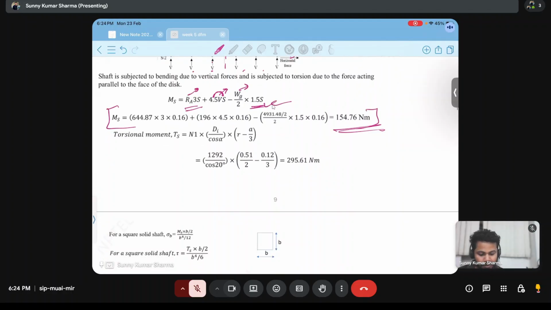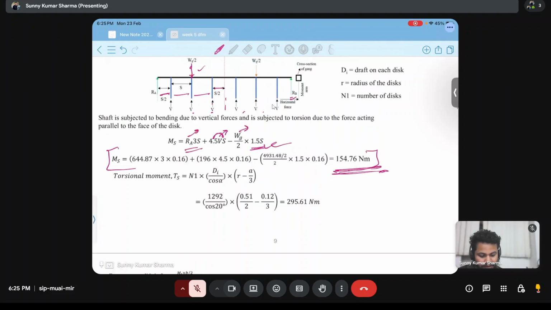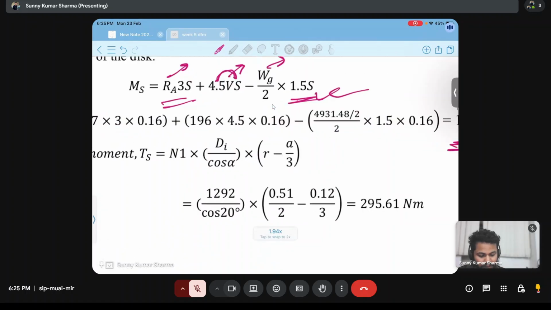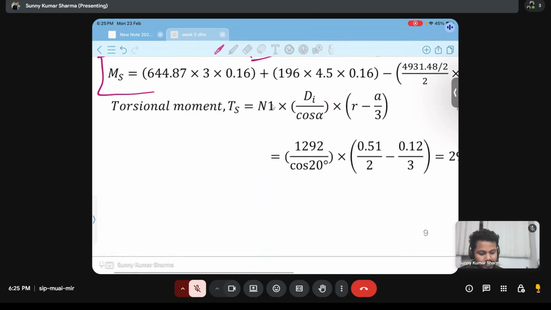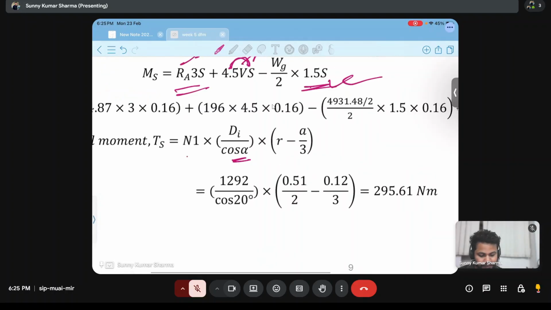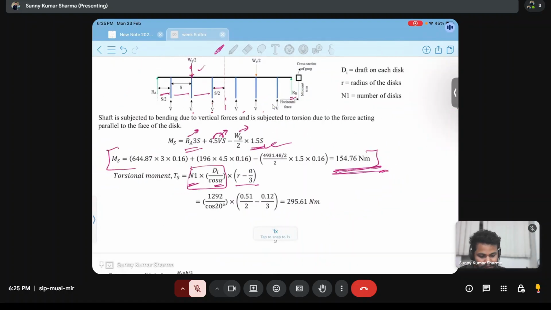So this is the bending moment value, and for torsion moment, in this formula we have seen how this Di by cos alpha is coming. Alpha is the gang angle. So this is the number of discs, and this force is acting at a moment arm not exactly at the radius.